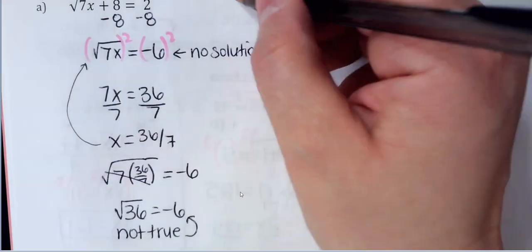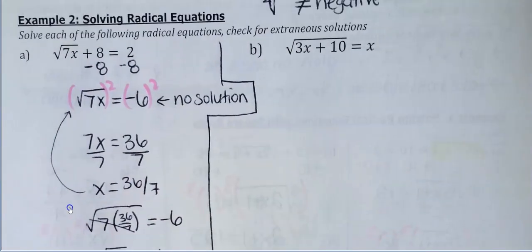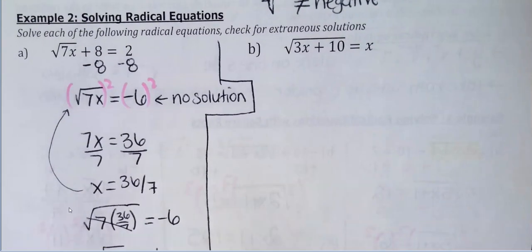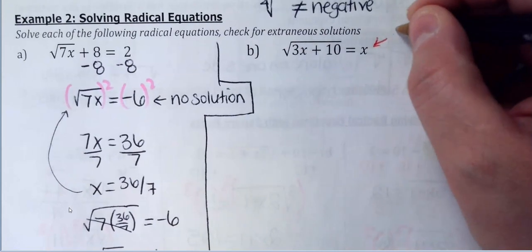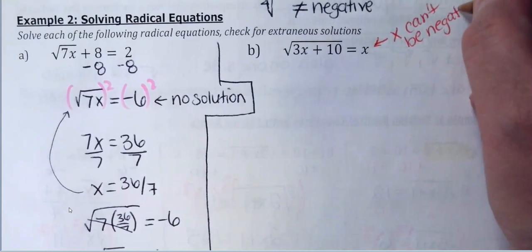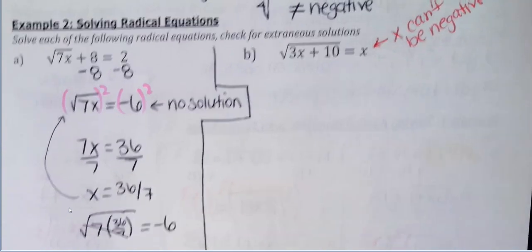Okay. Now, the rest of these are a little bit weirder. So the rest of these, you're going to have a square root and it will be equal to an expression. So it's not a plain number on the other side. On this one, I have square root and it's equal to x. In this question, I just know immediately x can't be negative, because then I would have a square root equal to a negative number. So I just got to check that as I do my problem.